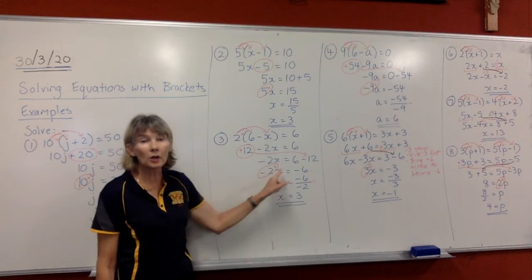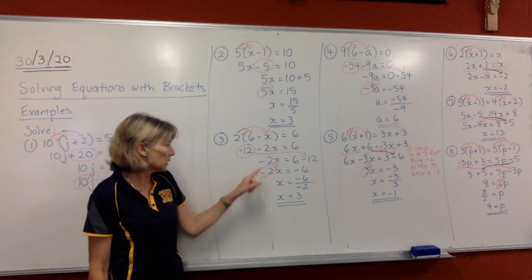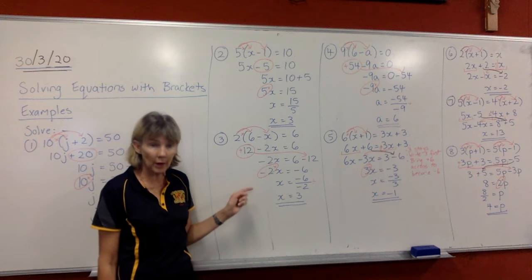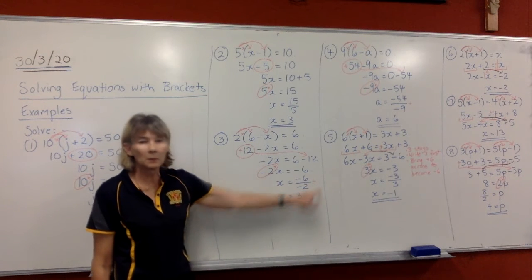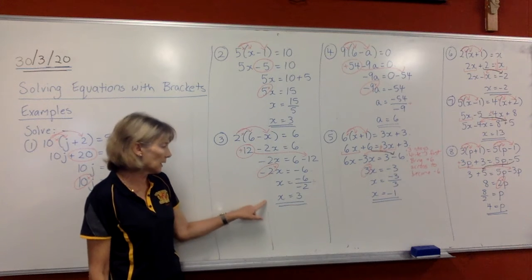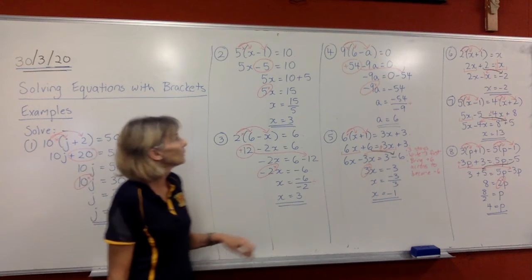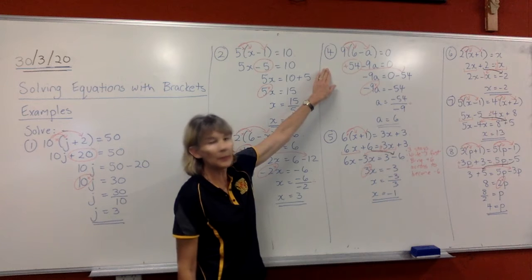Then we're getting rid of the times minus 2. So the opposite of times is divide by minus 2. So that's what we're doing over here. Put all of that in your fraction key and you'll get x equals 3. So number 4, same thing.